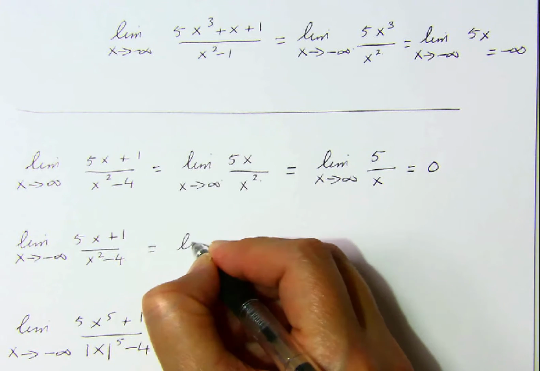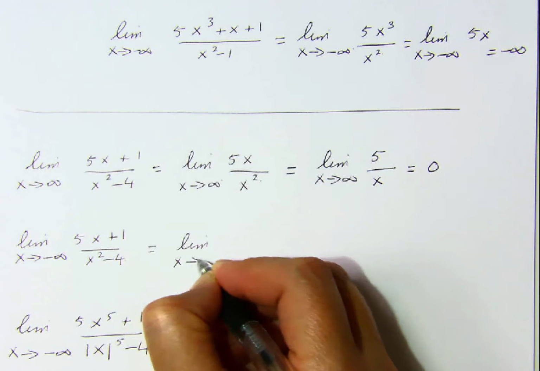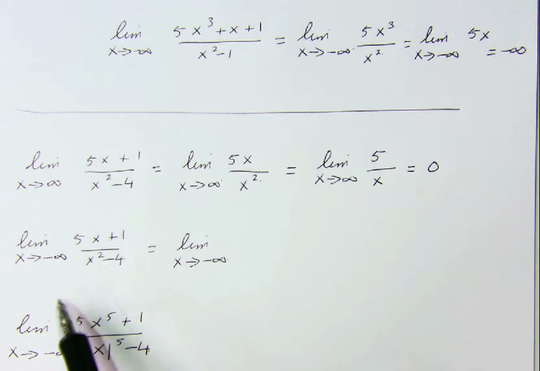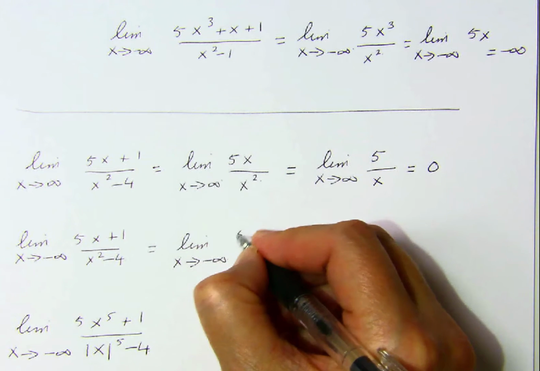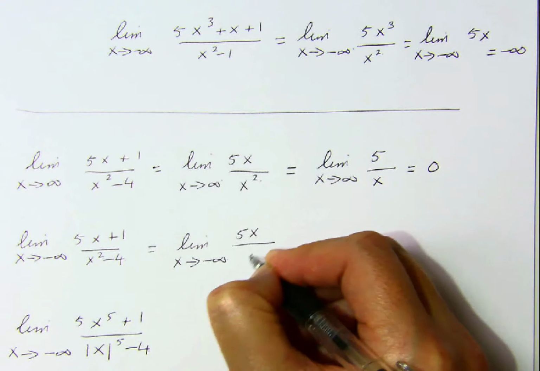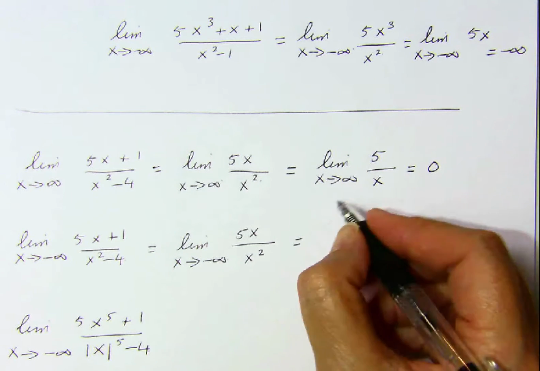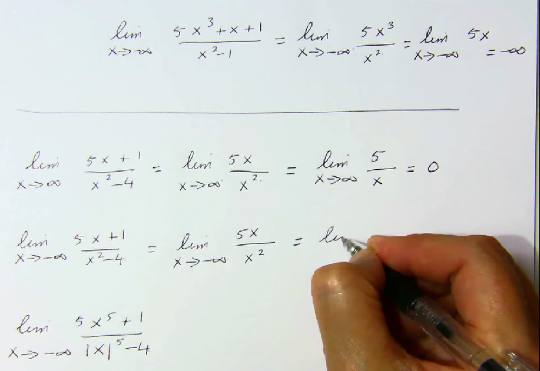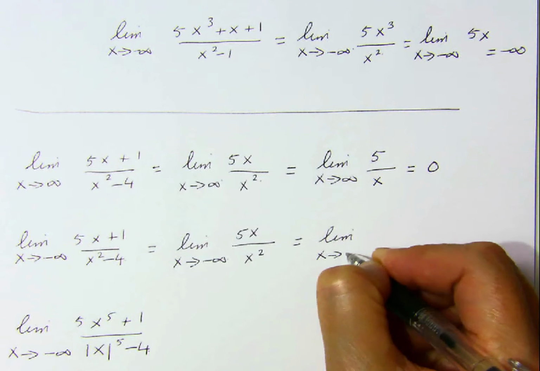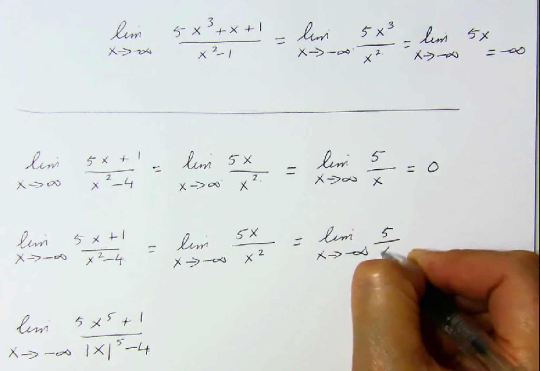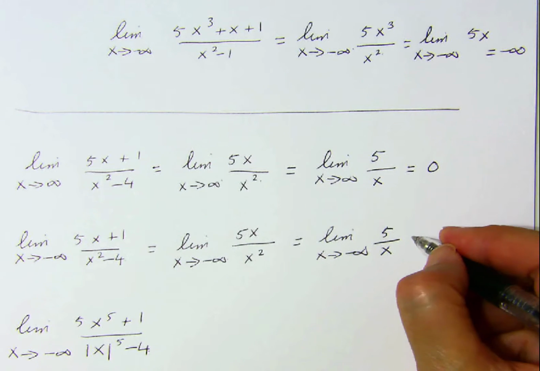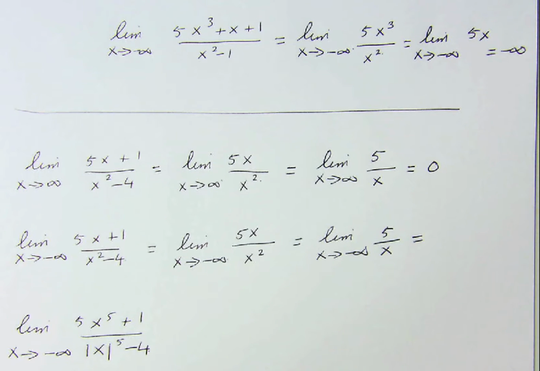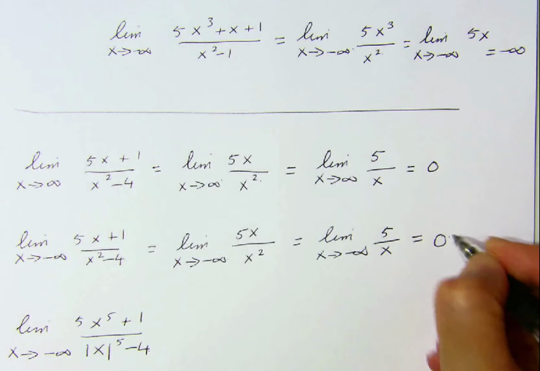And for this one, the limit as x goes to negative infinity of the same function, 5x plus 1 over x squared minus 4, is the limit as x goes to negative infinity of 5x over x squared. And again, cancelling one of those x's, it's the limit as x goes to negative infinity of 5 over x. And this is negative, but it's also going to 0, because as x increases in absolute value, 1 over x tends to 0, so this limit is 0.